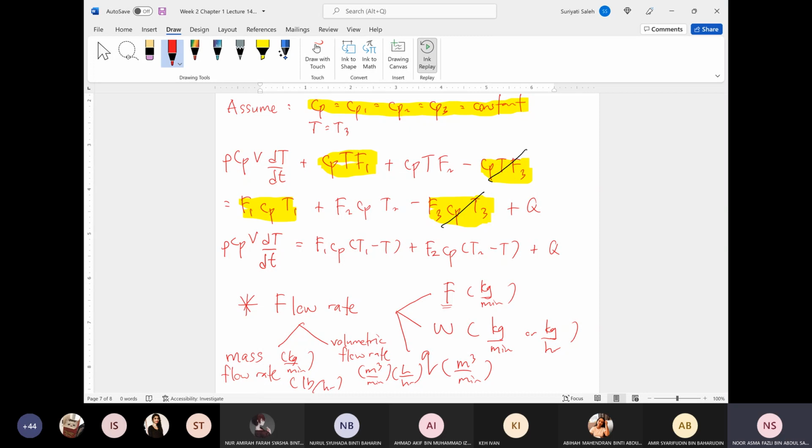So based on the textbook, it uses W. The W over there stands for the mass flow rate. And for my exercise, I use F, also the mass flow rate. So it's the same thing, only a different symbol. What you need to be aware of is what unit is given. The symbol is okay. Sometimes the unit is different, either it's mass or volumetric.